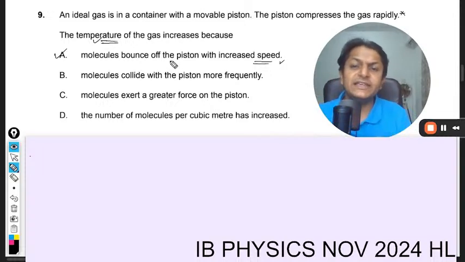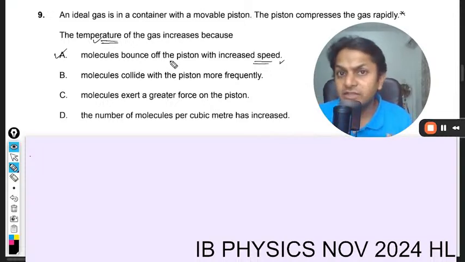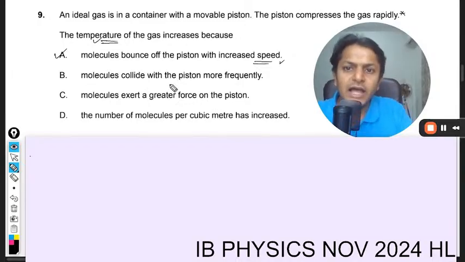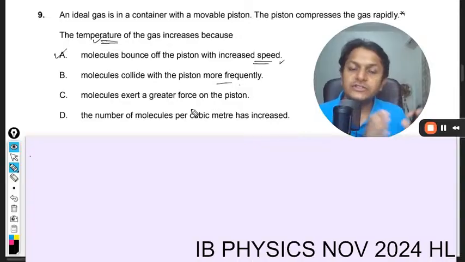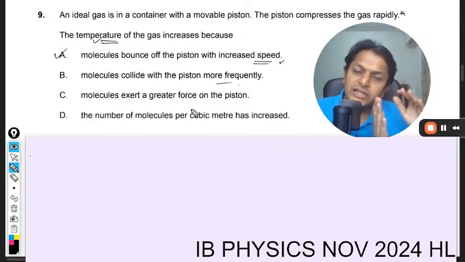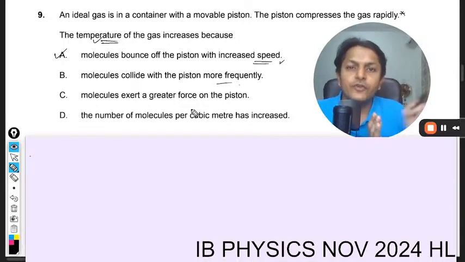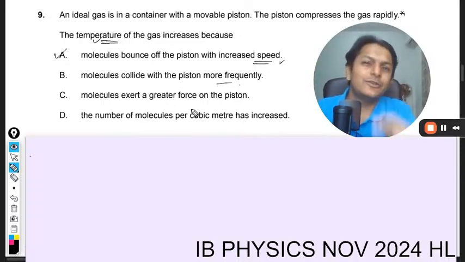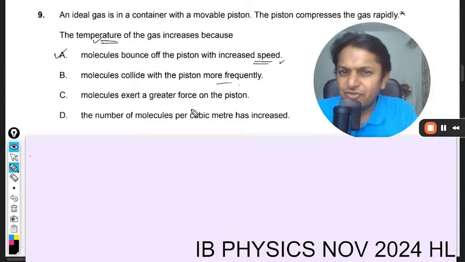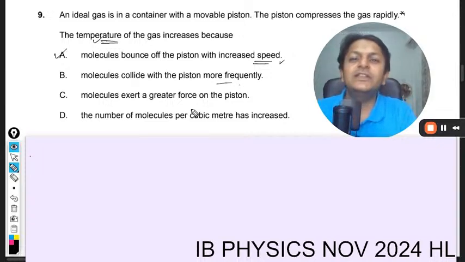But let us go for B, C, and D and try to understand why they are wrong. B, the molecules collide with piston more frequently. Well, technically speaking, yes, even this is right, that the molecules will be colliding more frequently. Why? Because now they are occupying less space, so of course they will be colliding more frequently. But is that the reason for increasing the temperature? I don't believe so. Might be in pressure, we can assume, but even in the pressure, no.